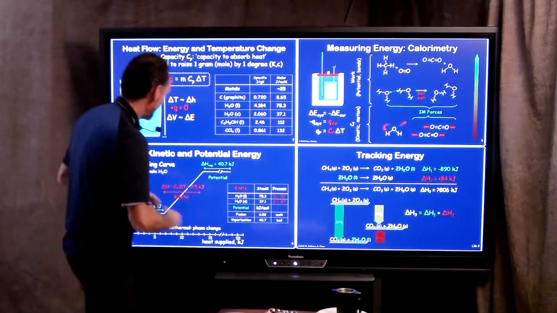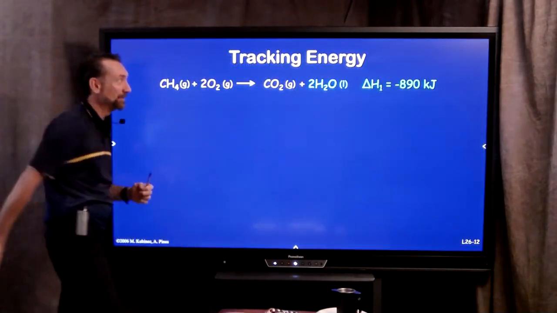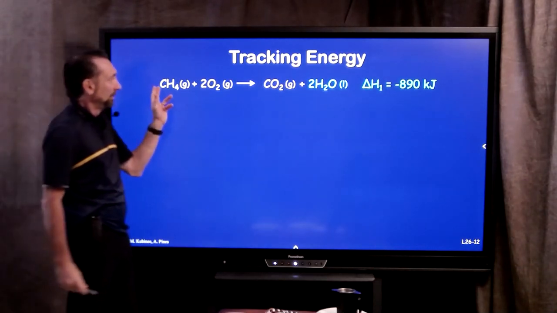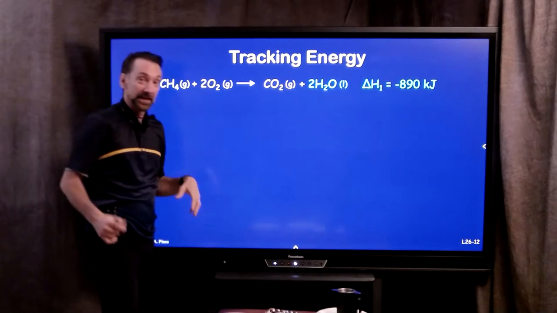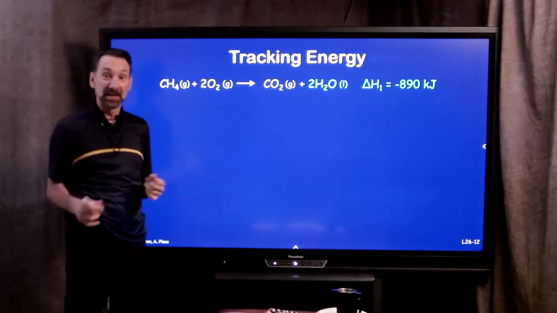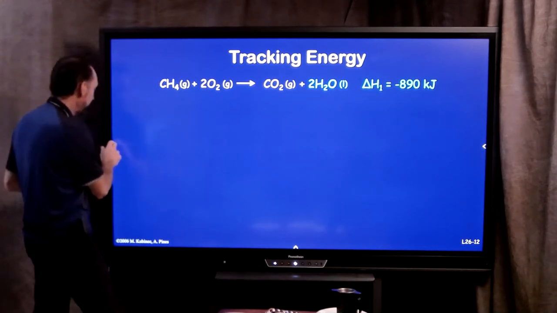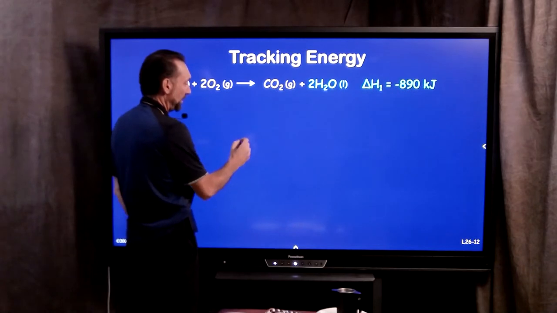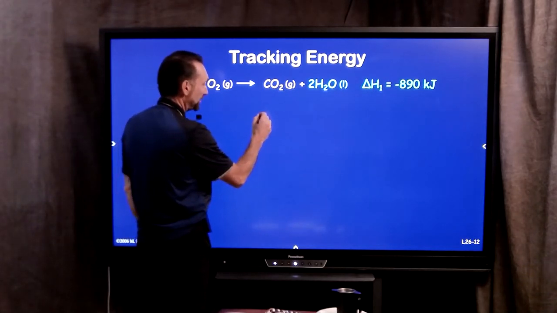So let's continue. We're going to track energy now. And we've done this already. We said if you have a thermodynamic cycle, that you would be able to start at one state.